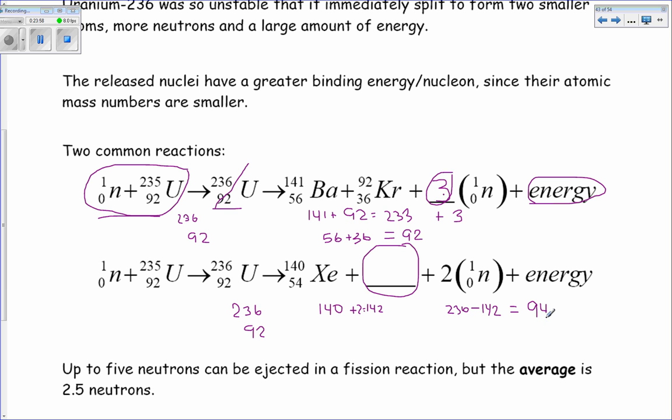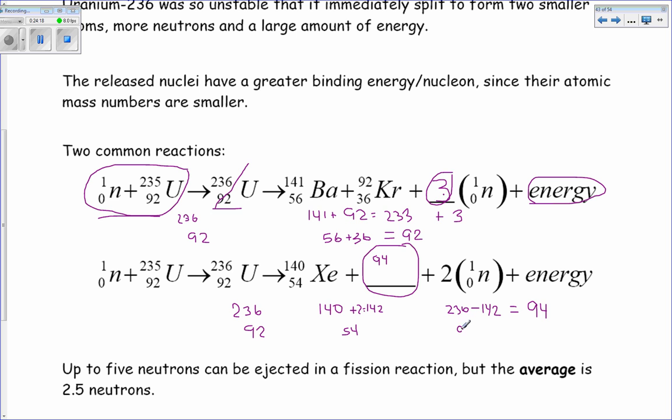Okay. So 94 is the number of nucleons we have here. We still don't know what the element is, though. We need to know the number of protons to find out what the element is. So this is 94, and we have 54 plus 0. Okay, so we have 54 protons so far. So we need to find out how many more we need.